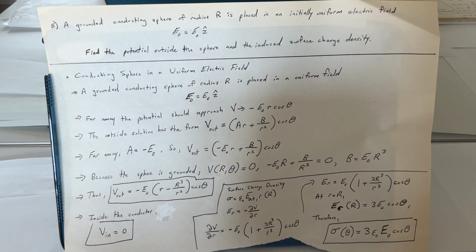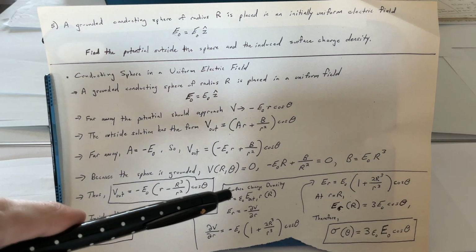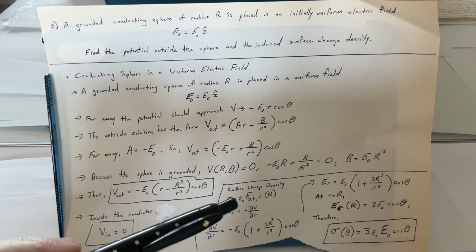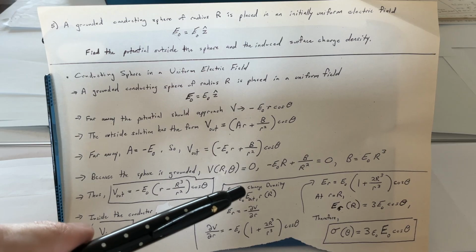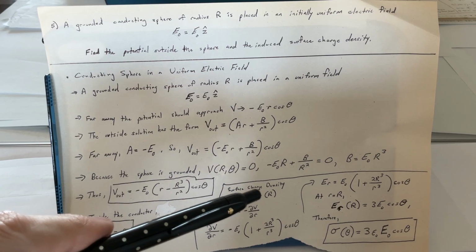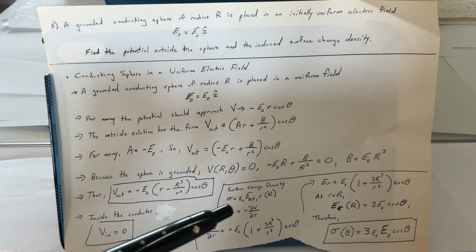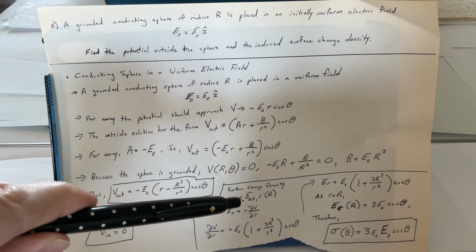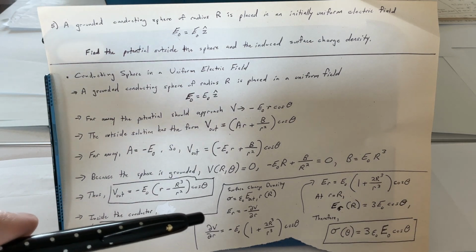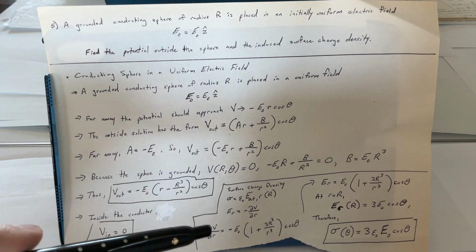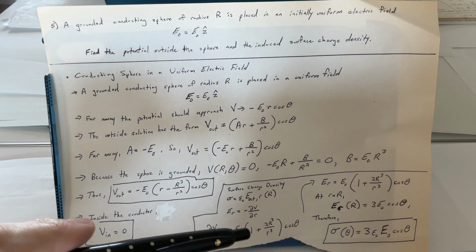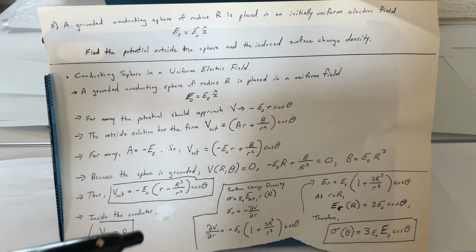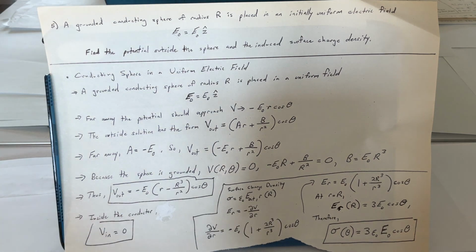Okay, and the surface charge density. What we get is that surface charge density is epsilon naught E sub r evaluated at r equals capital R. So E sub r is going to equal negative dV/dr. And then dV/dr, if we find that partial, that's negative E naught times the quantity 1 plus 2 capital R cubed over lowercase r cubed times cosine theta.